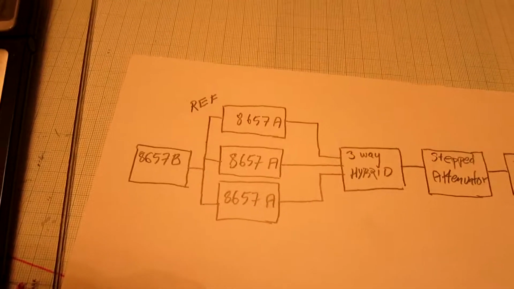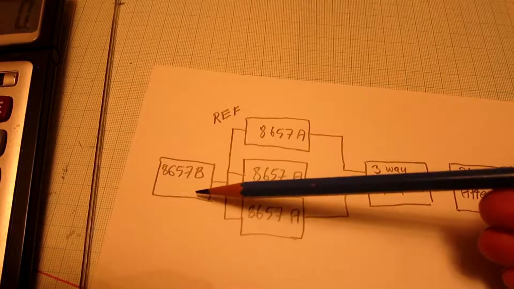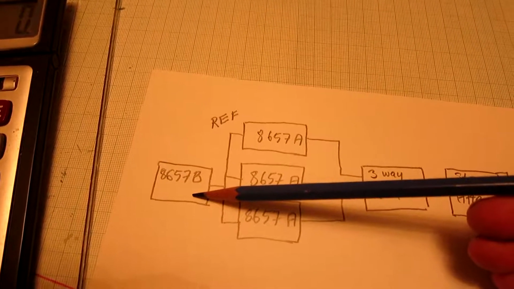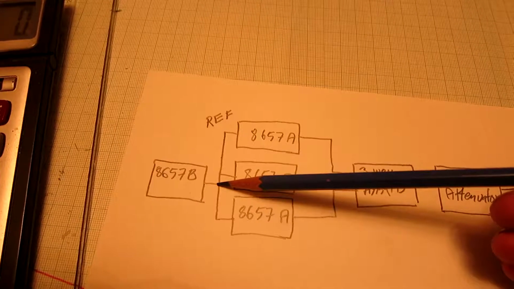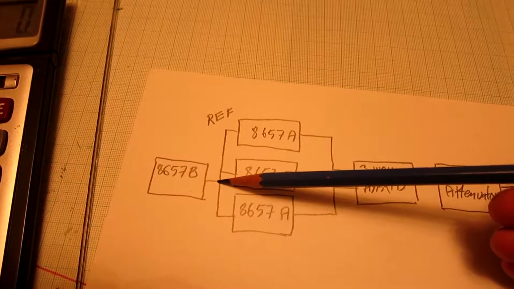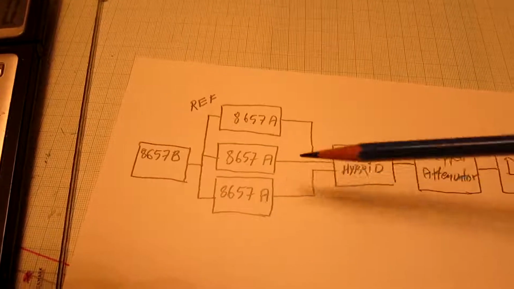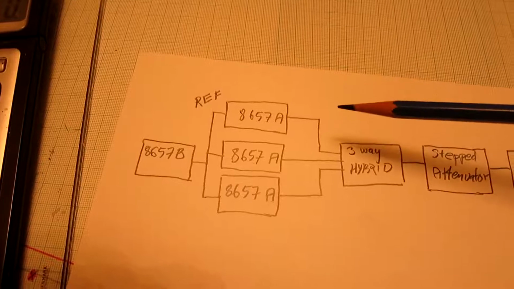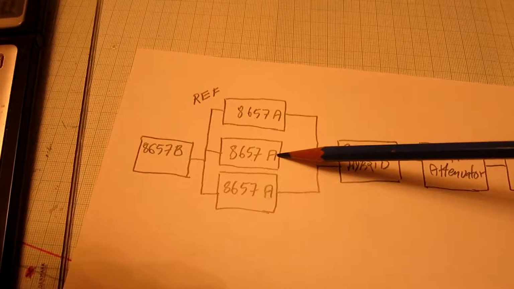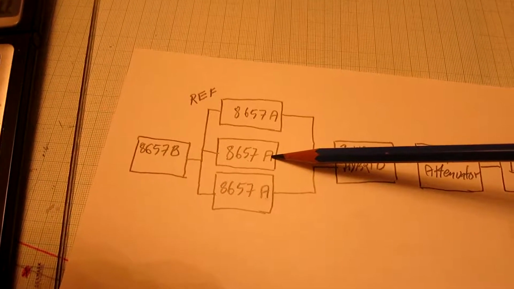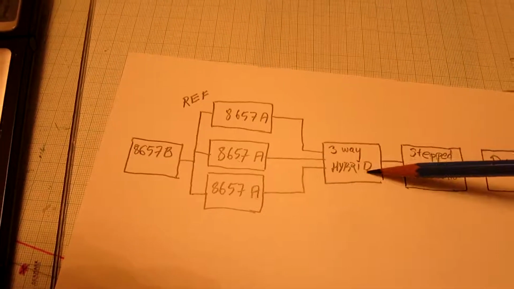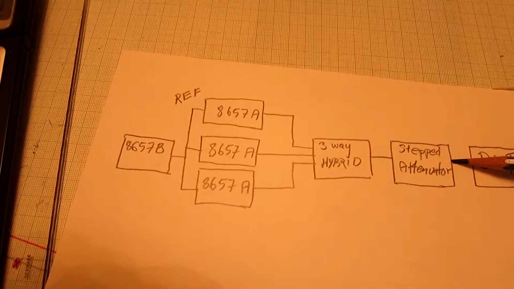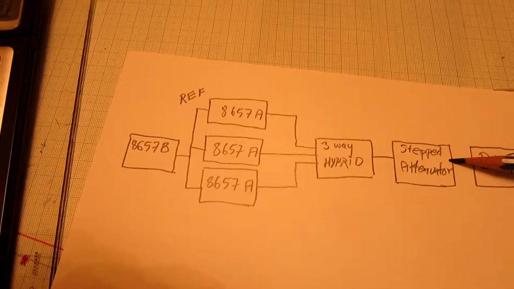I will now do this experiment. The 8657B can be stepped in steps of 1 Hz. I'm using it as a reference frequency close to 10 MHz for these three. They can be stepped only in steps of 10 Hz. But I can put one of them on the center of the filter, vary the power with this stepped attenuator, and then see what happens to the selectivity for the other ones.